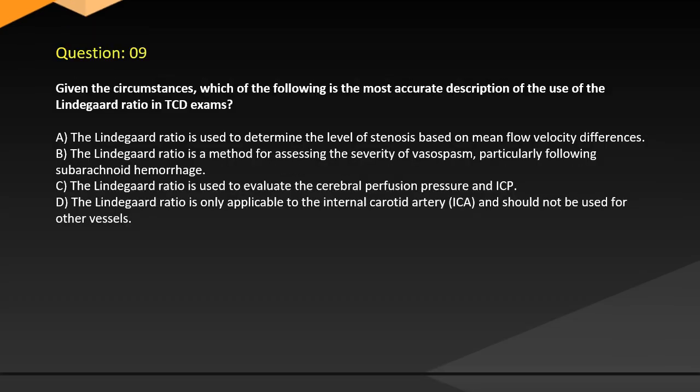Question 9. Given the circumstances, which of the following is the most accurate description of the use of the Lindegaard ratio in TCD exams? A. The Lindegaard ratio is used to determine the level of stenosis based on mean flow velocity differences. B. The Lindegaard ratio is a method for assessing the severity of vasospasm, particularly following subarachnoid hemorrhage. C. The Lindegaard ratio is used to evaluate the cerebral perfusion pressure. And D. The Lindegaard ratio is only applicable to the internal carotid artery (ICA) and should not be used for.